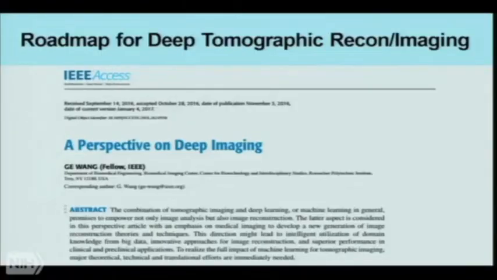I happen to be the first speaker, and the title is Tomographic Reconstruction with Machine Learning. Reconstruction has been my most favorite topic, and we have been working on tomographic reconstruction for quite a while. In 2016, we published a perspective article, a perspective on deep imaging. This article has received over 6,000 full text views, so I still feel very confident on this perspective.